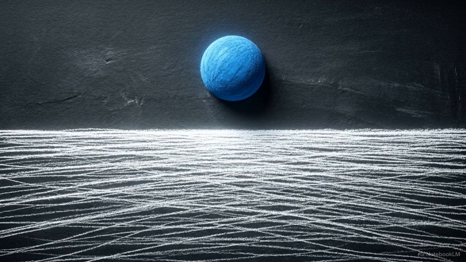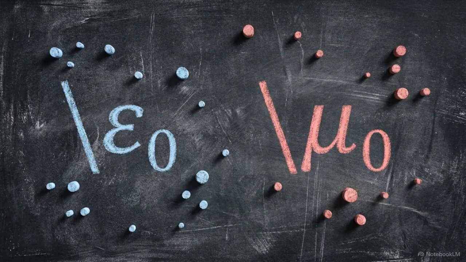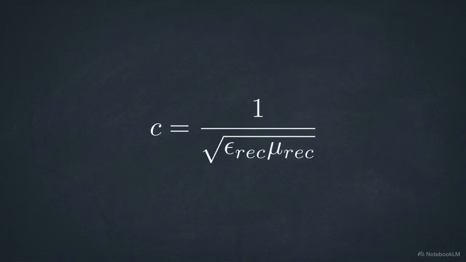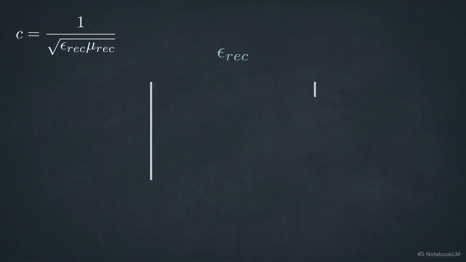Classical electrodynamics describes the vacuum using two measured constants, permittivity, or epsilon naught, and permeability, mu naught. These values correspond to specific ODTBT substrate properties, recursive permittivity, epsilon rec, and recursive permeability, mu rec. The speed of light is the emergent result of their product.